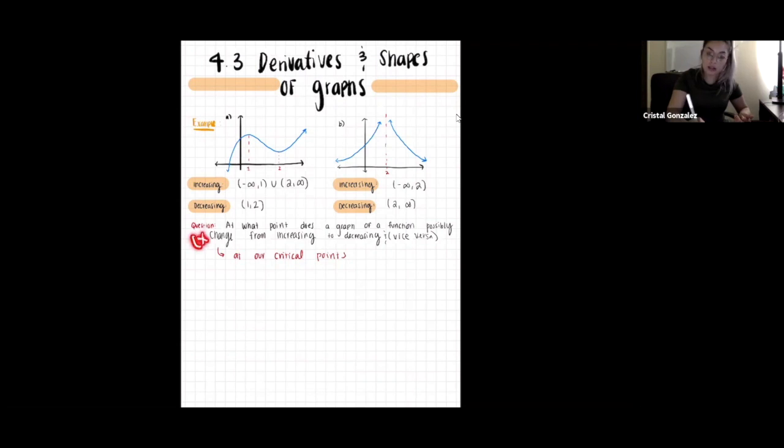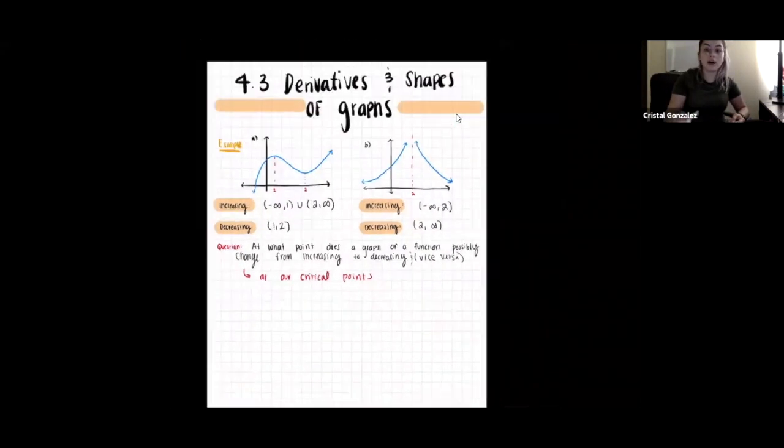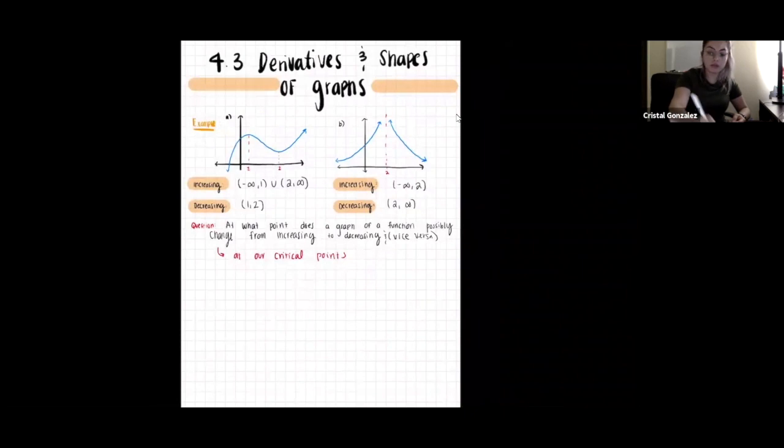Actually, I really like this question here. Could be a really good true and false question. It really shows a lot of understanding for this. So go ahead and just keep that in mind.